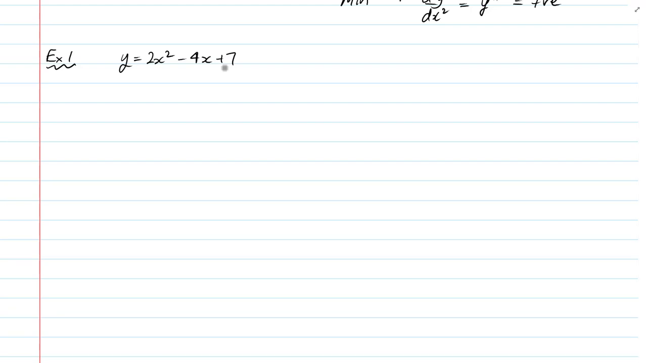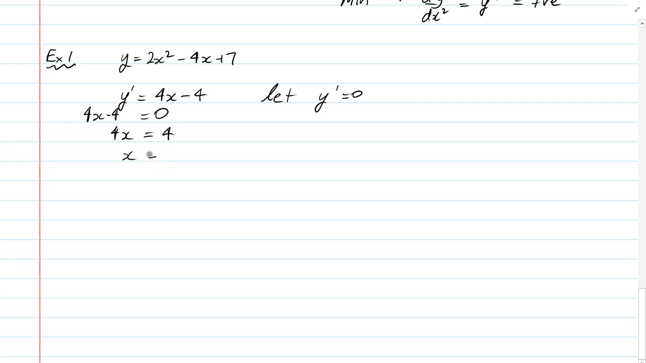So the first thing I do is I calculate y dash, and that's equal to 4x minus 4, and I let y dash equal 0, which means that I get 4x minus 4 equals 0, and that gives me 4x equals 4, and x is equal to 1. So I'm letting the derivative equal 0, and I'm rearranging to calculate the x value when that equals 0. There's only one solution, so there's only one turning point, and there's only one turning point because it's a quadratic. So we already knew there'd only be one turning point.